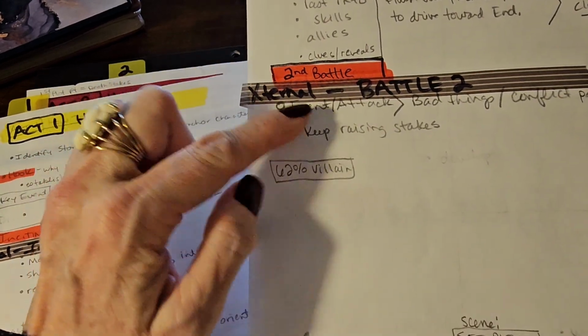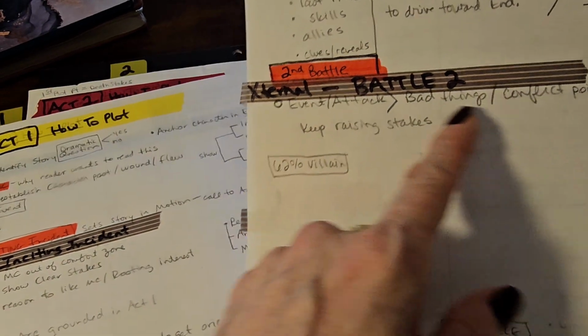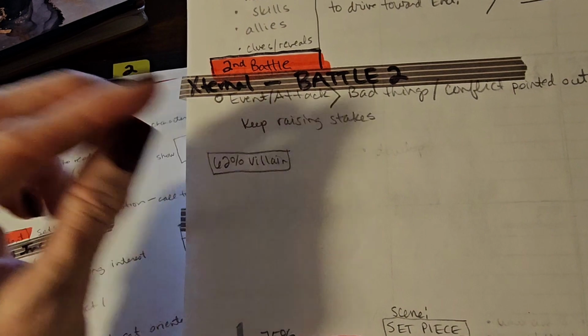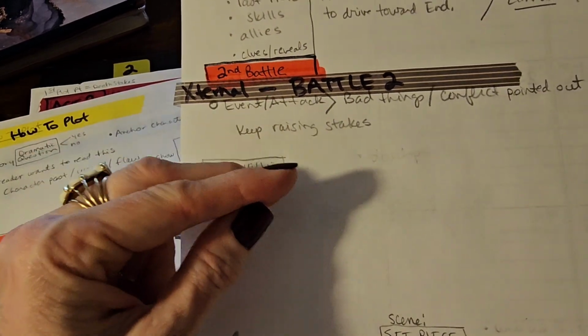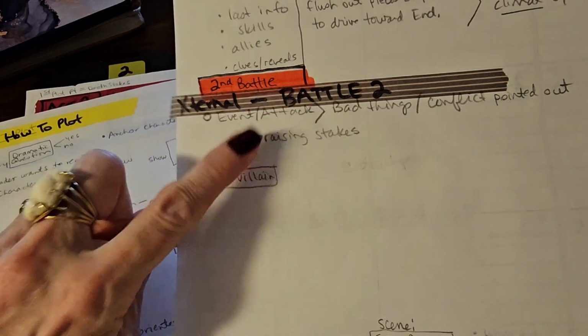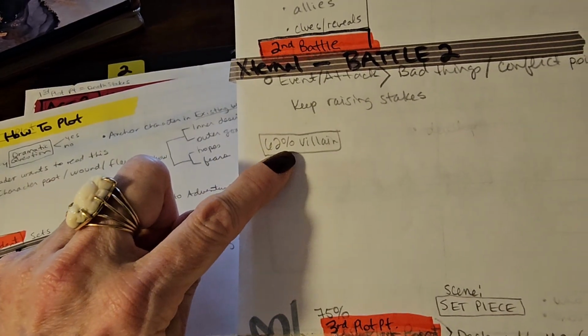This is where they have some kind of an attack, some kind of bad thing happens, a conflict is pointed out, and you keep raising the stakes, okay? We talked about the death stakes in Act 1. This is where those stakes continue to rise. You continue to challenge that character and make them figure these things out. At this point, we're at about 62% into the book.